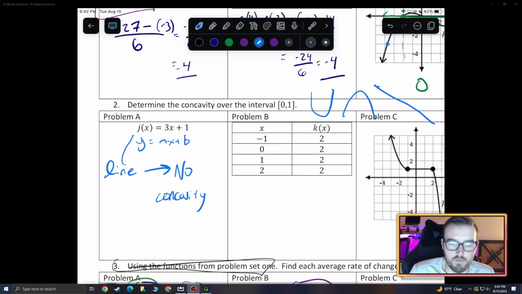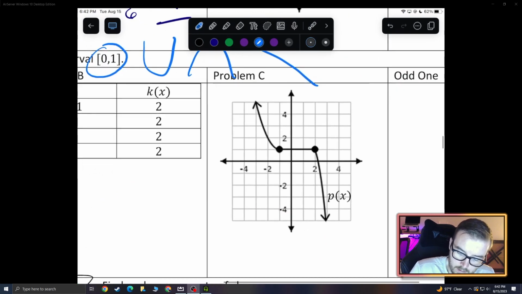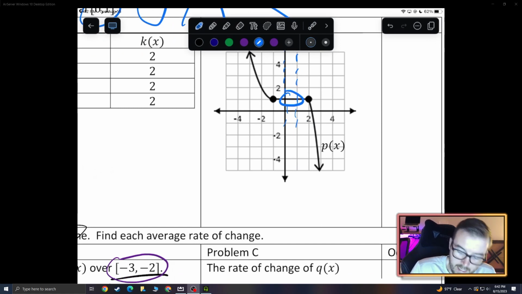Let's pause on B for a second, and let's look at this. From 0 to 1, between my dotted lines there, what do you see? A line. And guess what? Lines have no concavity.